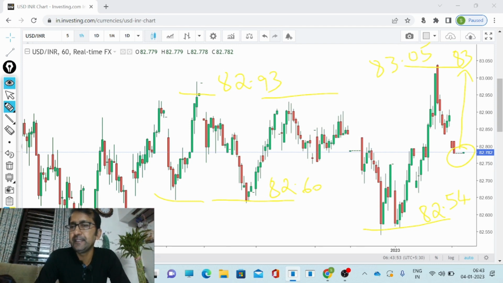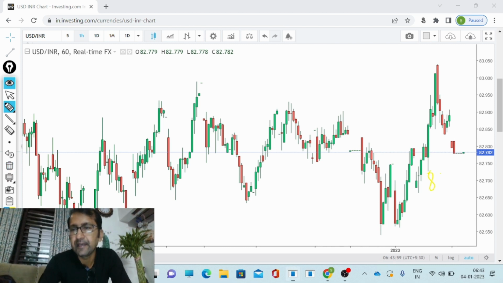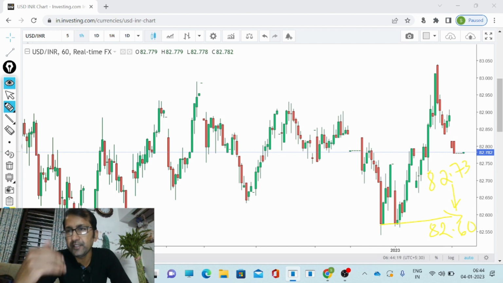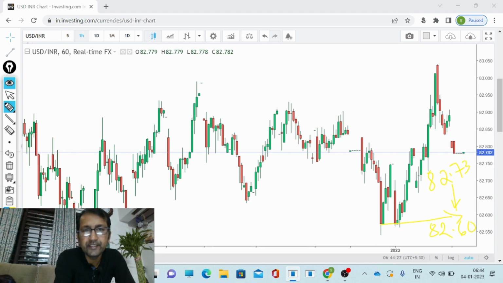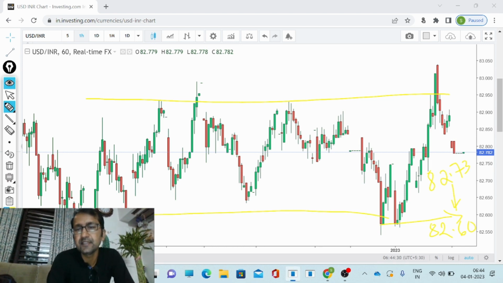But if it is continuously trading below, there is a very important level, 82.73. If it trades below this, you can have a target of 82.60. The range is not yet broken, neither on the upside nor on the lower side. It has been continuously trading in this range for almost a month now.